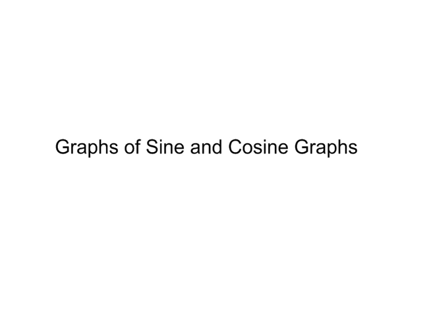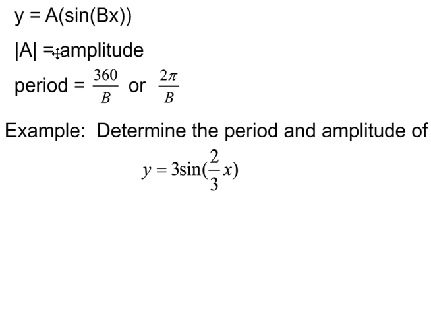So to kind of recap, whenever you have a sine function, it's going to be in this form. It's going to be y equals something times the sine of something times x. The absolute value of a is going to be your amplitude. And to find the period, if it's in degrees, you take 360 and divide it by your b value. And if it's in radians, you divide 2 pi by the b value.